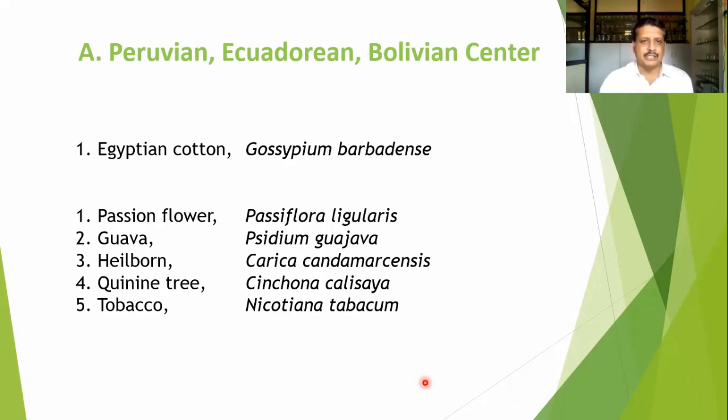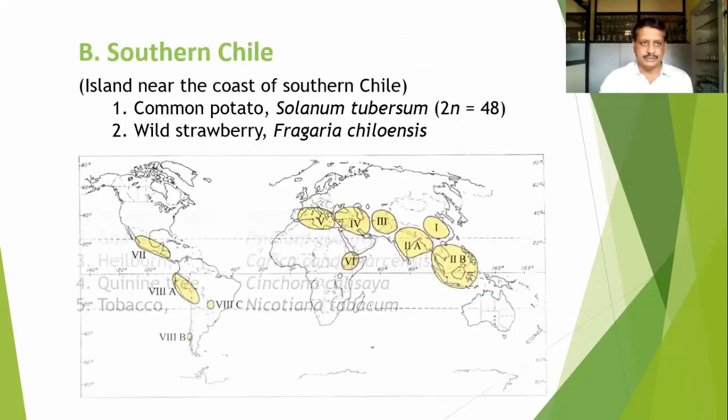Then Gossypium species, Gossypium barbadense originated from this region. Particularly the quinine tree, Cinchona, and Nicotiana. These two plants originated from the Peruvian origin.